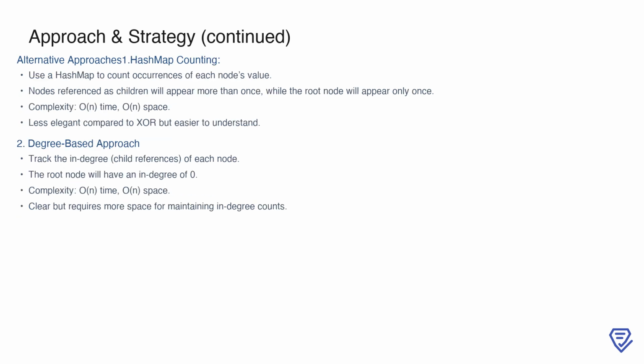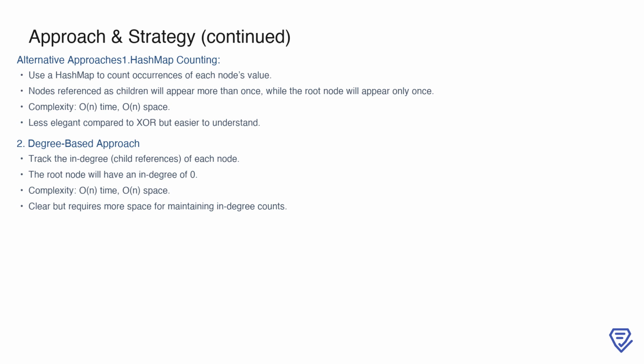Additionally, there are alternative approaches worth mentioning. One option is the hash map counting method. Here, we use a hash map to count how many times each node's value appears. Nodes that are referenced as children will have multiple occurrences, while the root node will only appear once. This method has a time complexity of O(n) and a space complexity of O(n), as we need the hash map to store counts. While it's easier to grasp conceptually than XOR, it's less elegant due to the extra data structure.